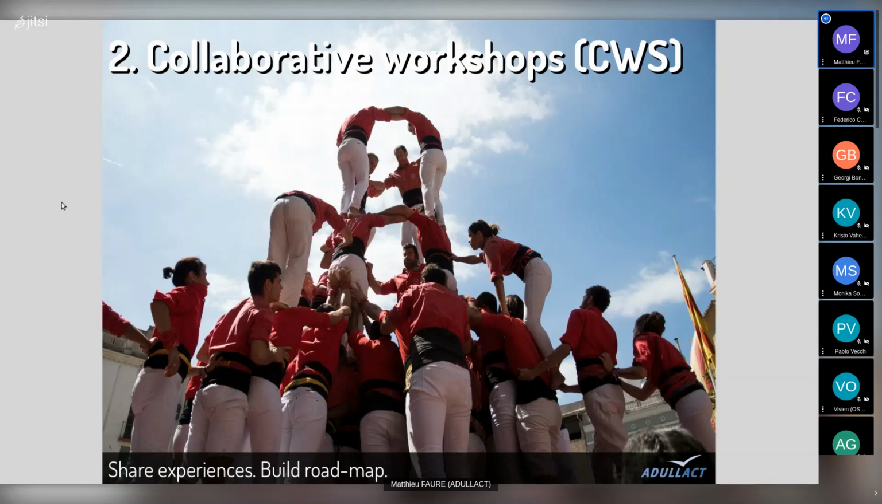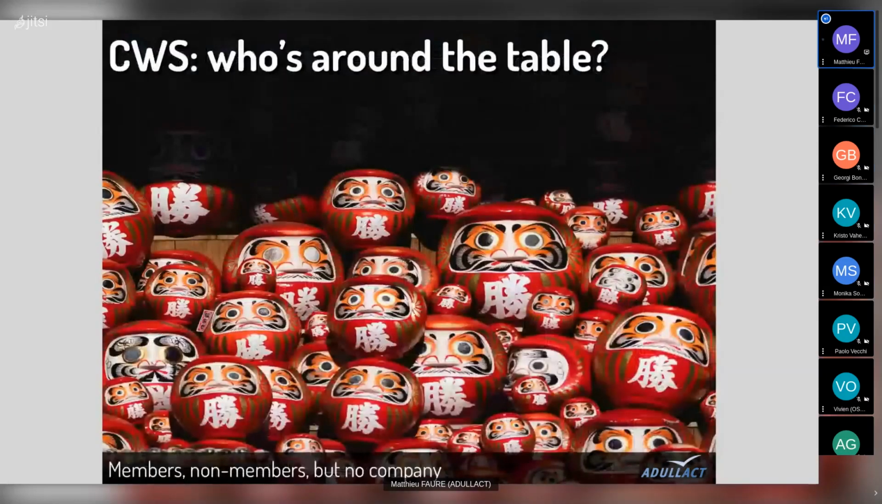There are many other aspects on the workshop. For instance, who's around the table? By who's around the table, I mean who's allowed to be around the table. In fact, in our collaborative workshops, there are members and non-members. I mean, this is open to all local governments interested in the software we're talking about. Whether they are members or non-members is not important at that point.